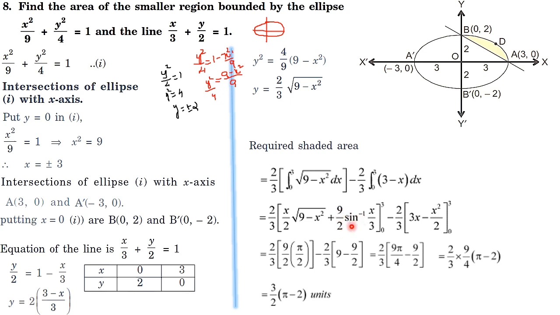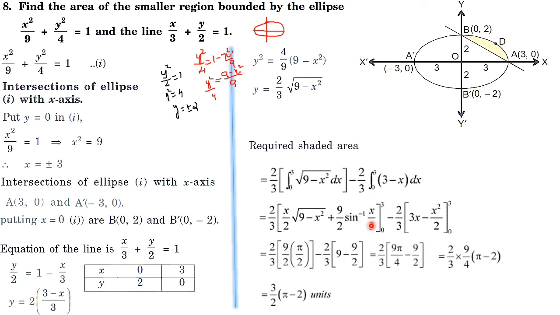So only this one will be there. That is 9 by 2 into sine inverse. Sine inverse of what will come? 3 by 3. 3 by 3 is 1. Sine inverse 1. Sine inverse 1 is pi by 2. Okay, some steps are removed, just to do it yourself. Once again, 9 by 2 into sine inverse 3 by 3, which is 1.